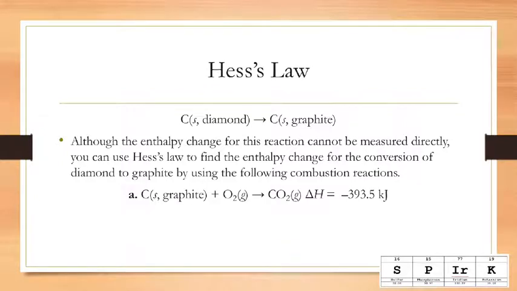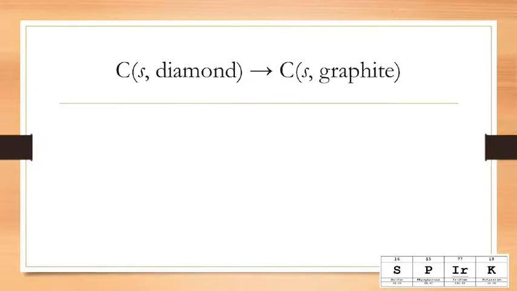So the combustion of carbon: we have carbon plus O2 yields CO2, and that has a delta H of negative 393.5 kilojoules. So we know that that is an exothermic reaction. We also have the combustion of diamond, which is still carbon plus O2 yields CO2, but this delta H is negative 395.4 kilojoules. So what we can do is manipulate these equations to try to find the heat of reaction of diamond to graphite.